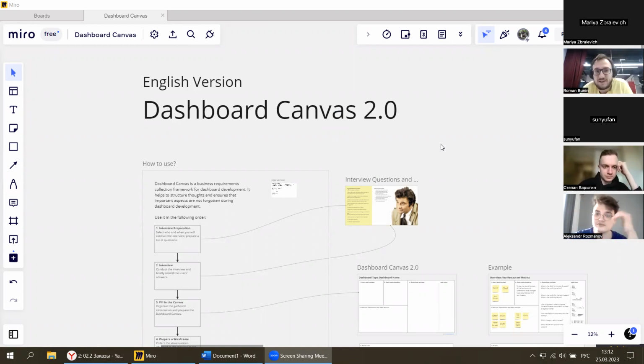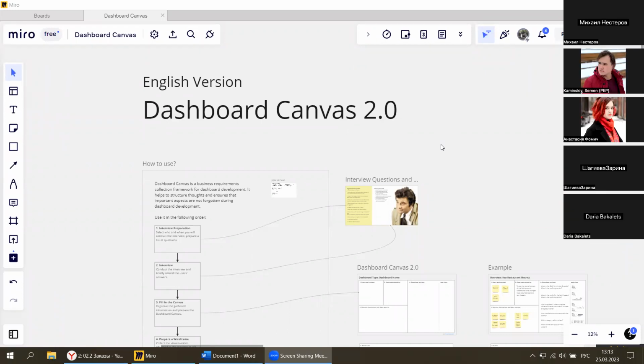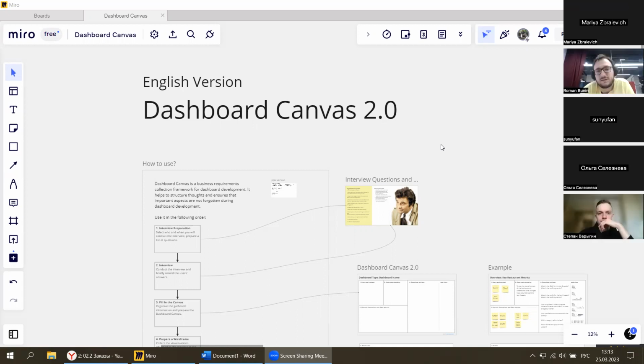I called it Dashboard Canvas, and it's mostly a replica of, or something similar to, the Business Model Canvas. Have you heard about it? That was created by Osterwalder. And it's just a clear idea that when you're doing something, it's better to do it in a structured way and to structure your thoughts in a visual way.